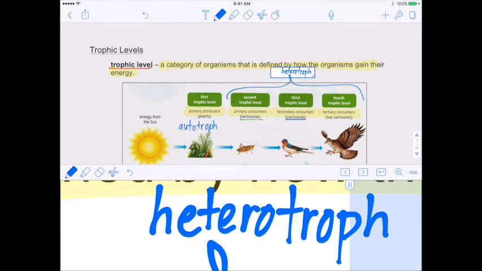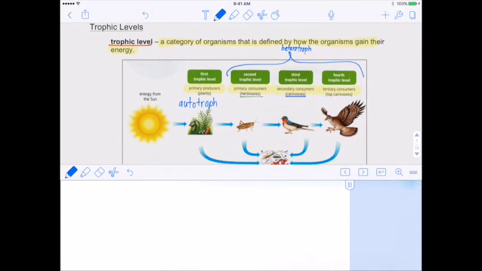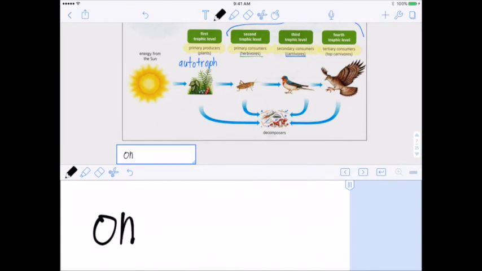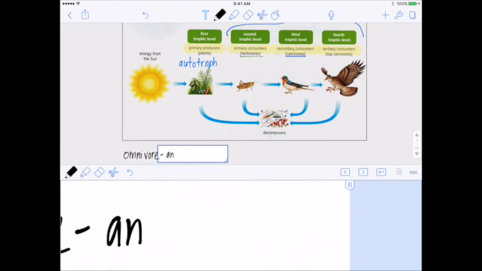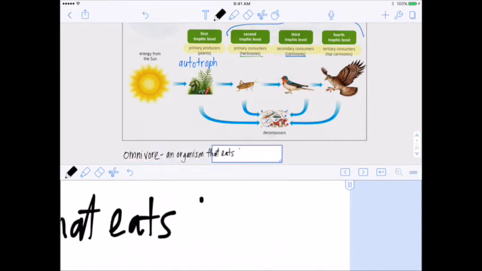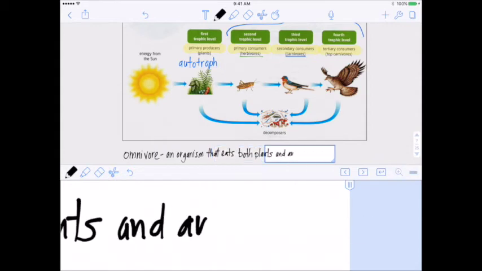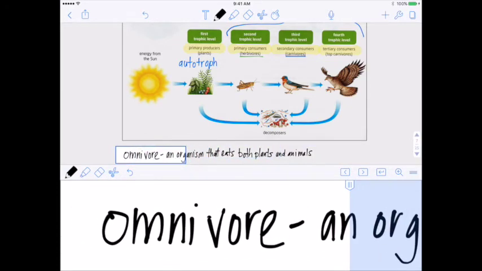Now, what if an organism eats both plants and animals? We know that a herbivore eats plants and a carnivore eats animals. But what if an animal eats both plants and other animals? What do we call them? Perfect. The term is omnivore. The term omni means both.